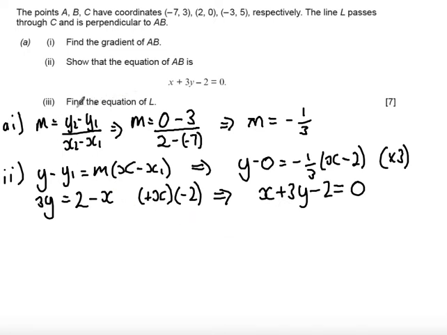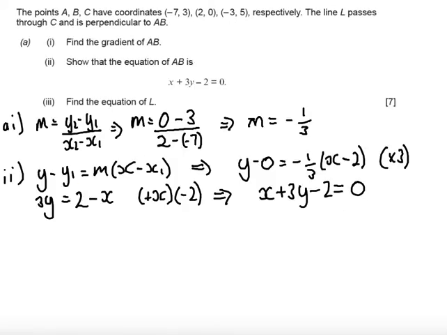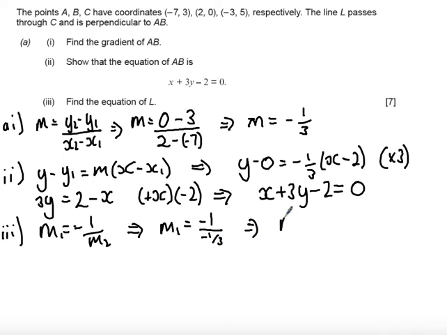Okay, in part 3 it wants us to find the equation of L. So if we just go back to our diagram a second, we've got the equation of AB now. L is perpendicular to the line AB, so I can use the gradient of AB to find the equation of L. In order to do that, I need M1 equals -1 over M2. So I'm going to get that my new gradient M1 is equal to -1 over -1/3. So my new gradient here is 3.